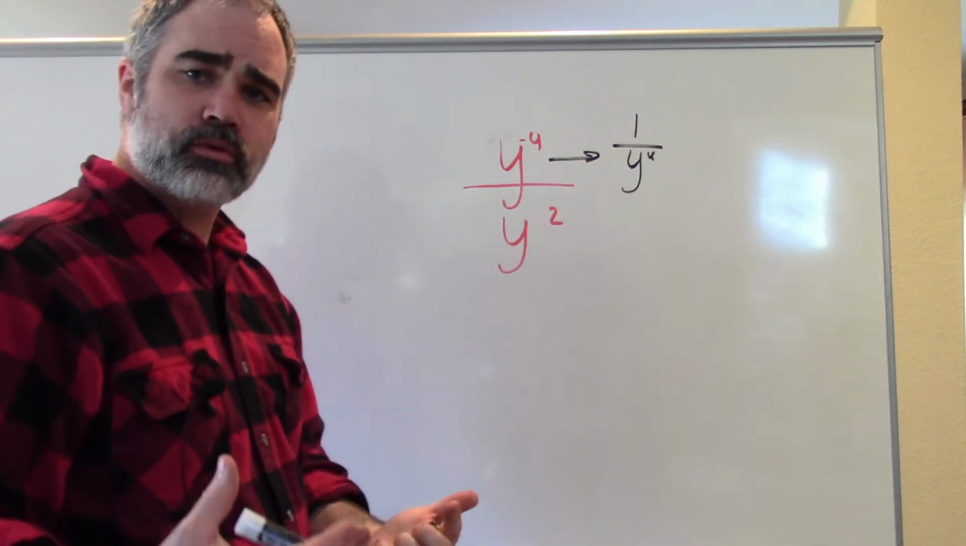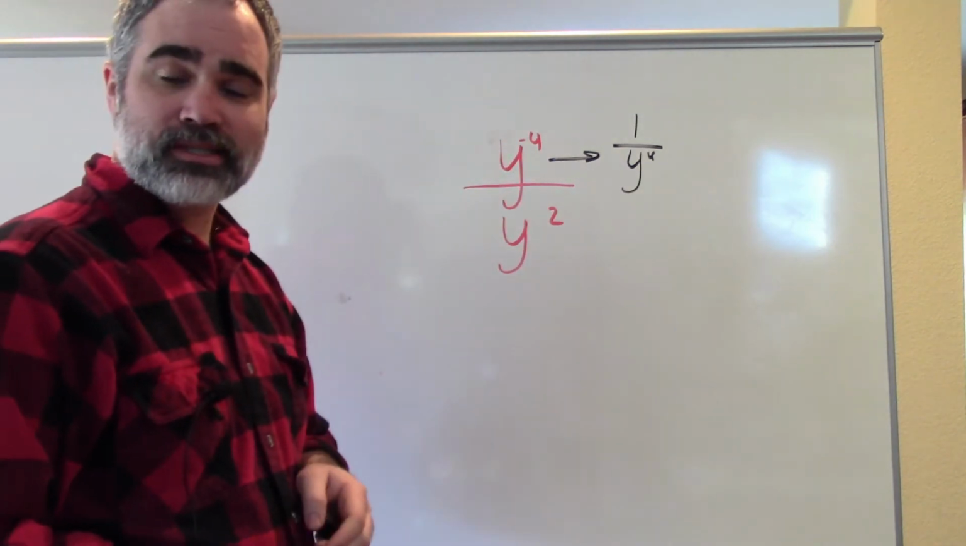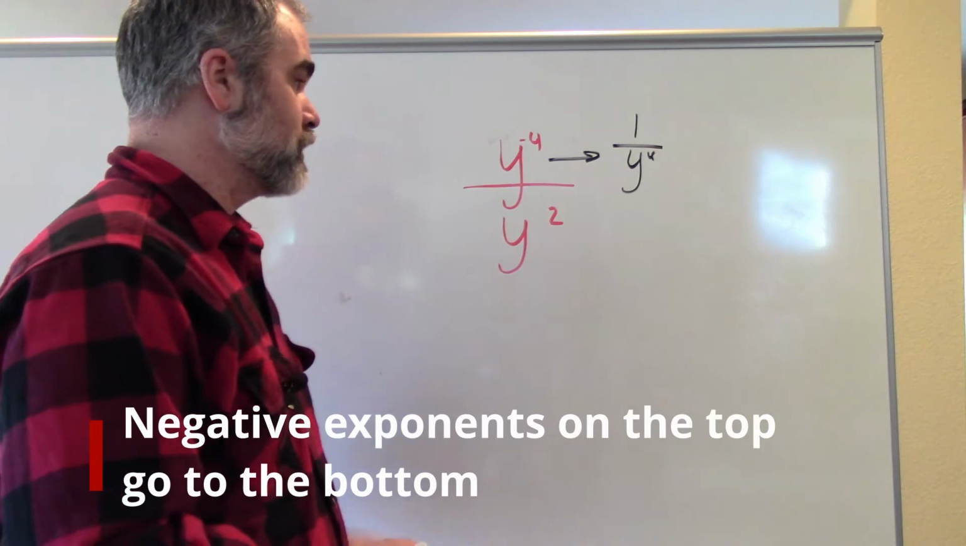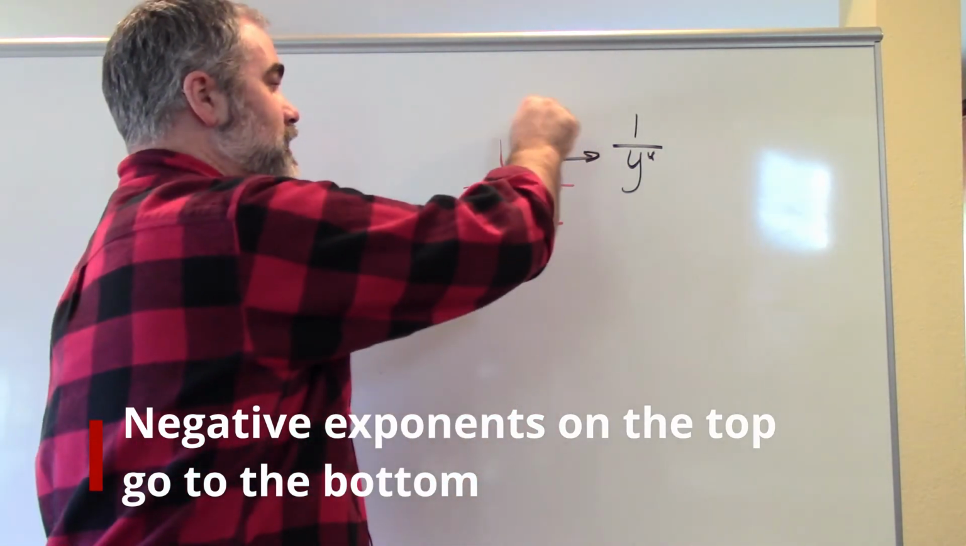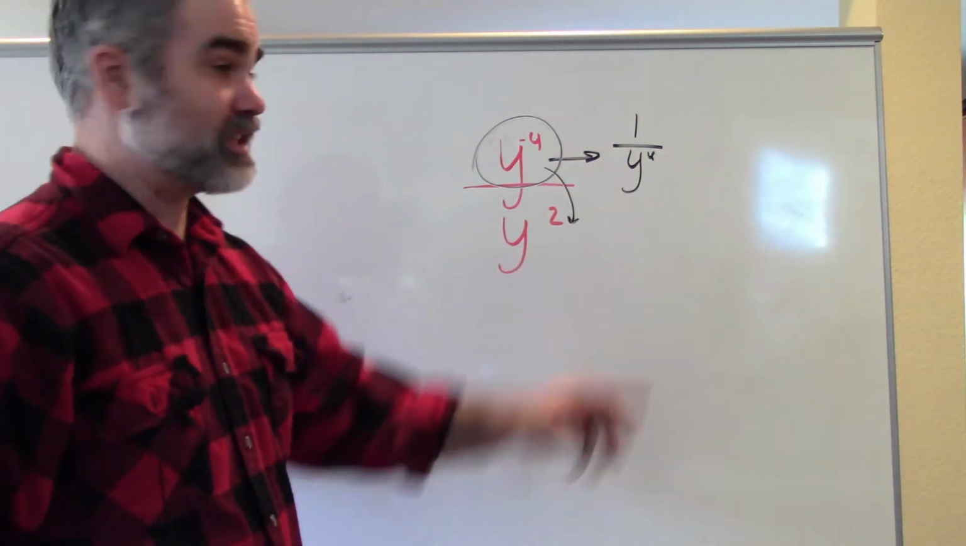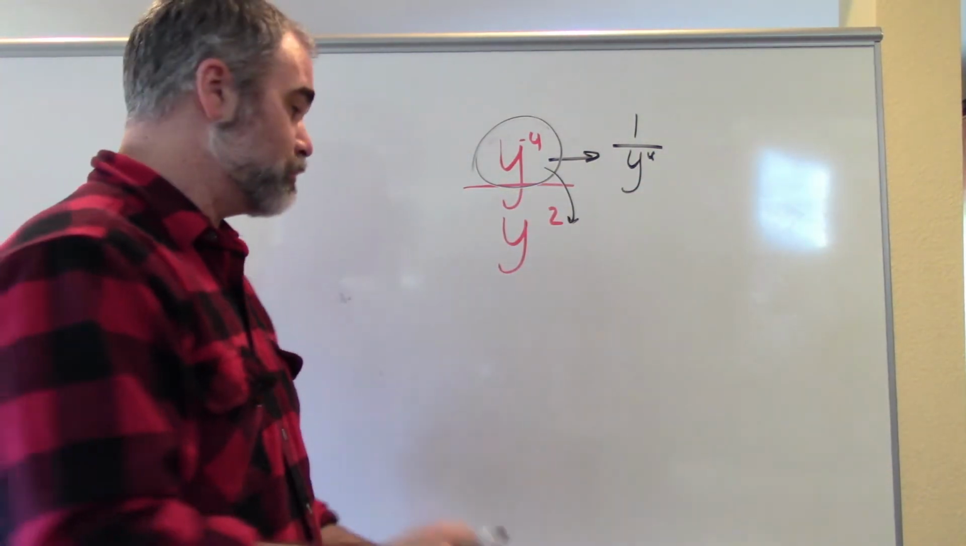Okay? And here's the rule of thumb. Negative exponents on the top, they go to the bottom. So I can actually rewrite this by thinking about this y to the negative fourth going to the bottom of the fraction, because that's what it means. It's divided by itself 4 times.